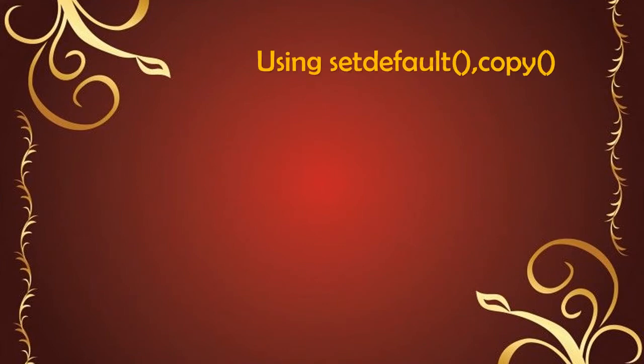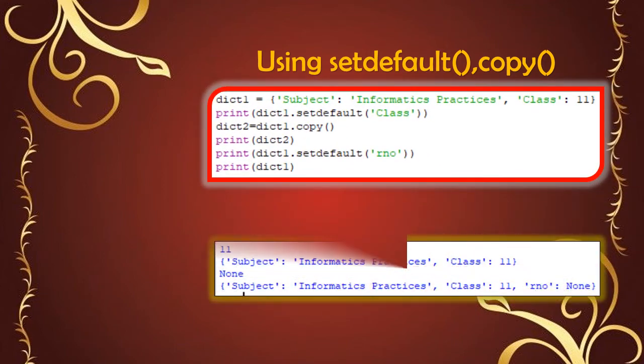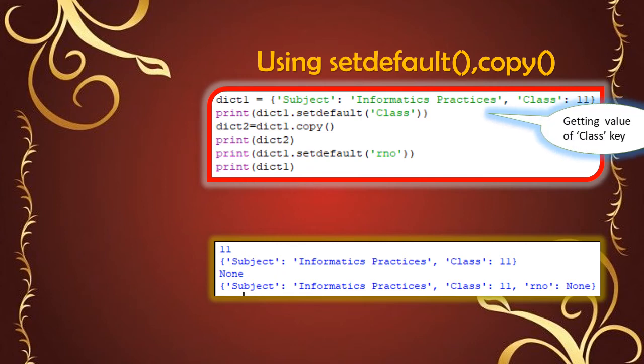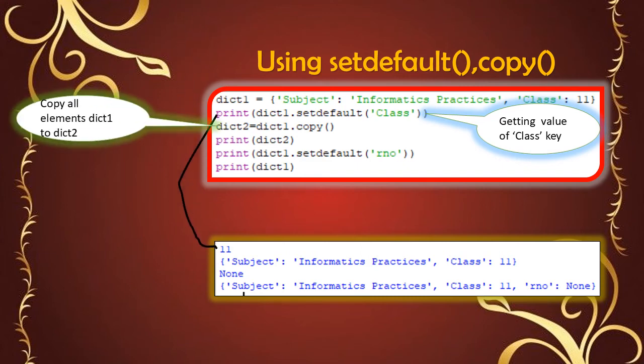And here we are using setdefault and copy. See, first I created the dictionary dict1 and print dict1.setdefault of class, which means it gets the class value, so 11 is printed. And next dict2 equal to dict1.copy means dictionary 1 elements will be copied and assigned to the variable dictionary 2.